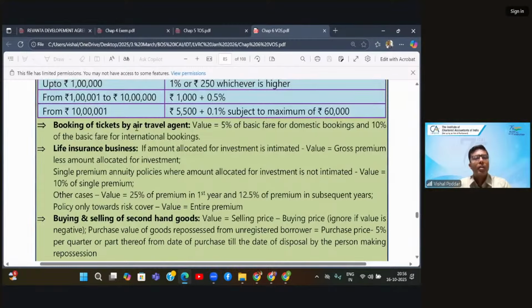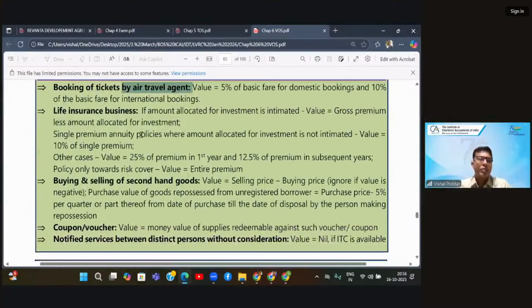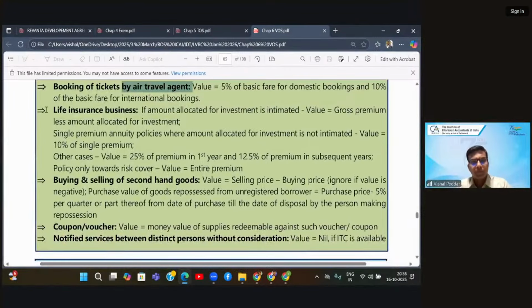Where you are booking tickets through air travel agents. Now, when air travel agents are booking your tickets, what is the value? The value is 5% of the basic fare for domestic bookings. And if it is international booking, 10% of the basic fare. So this is assumed to be the air travel agent's commission. So that is considered as a taxable value for the air travel agent's commission.